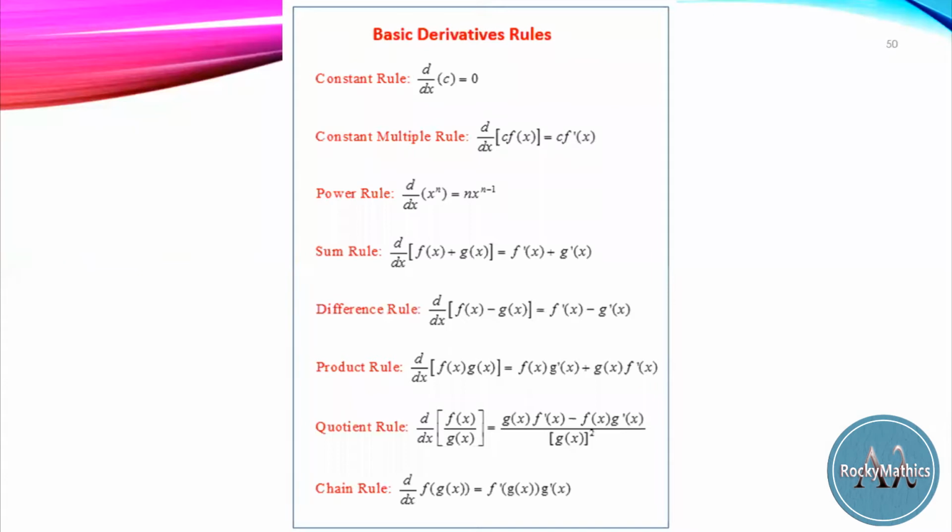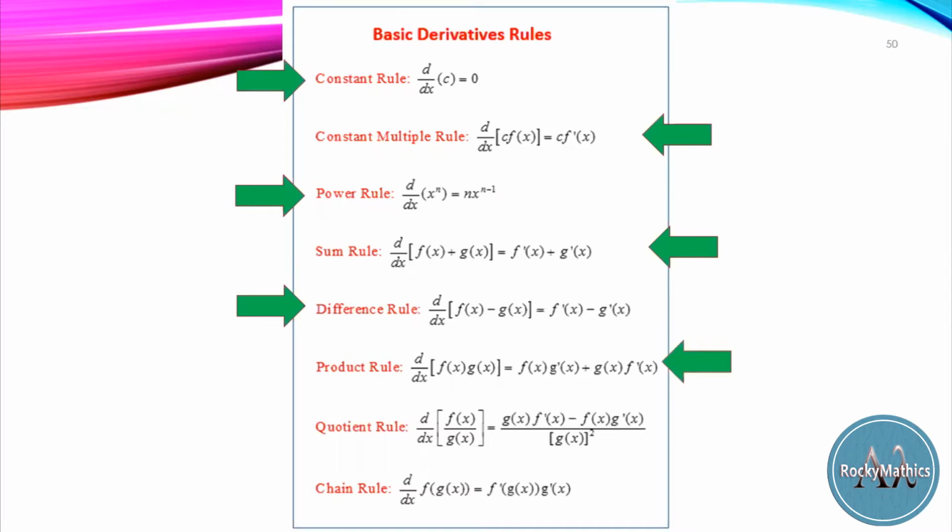In our previous video, we have already discussed some of the basic derivative rules and its examples. So we were able to discuss the constant rule, constant multiple rule, power rule, sum rule, and difference rule. This time, and for the next videos, we are going to discuss the product rule, quotient rule, and chain rule. Let's start with the product rule.